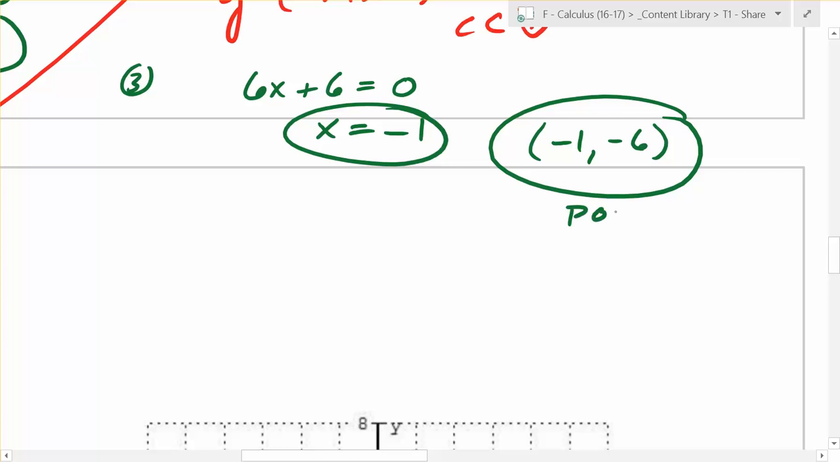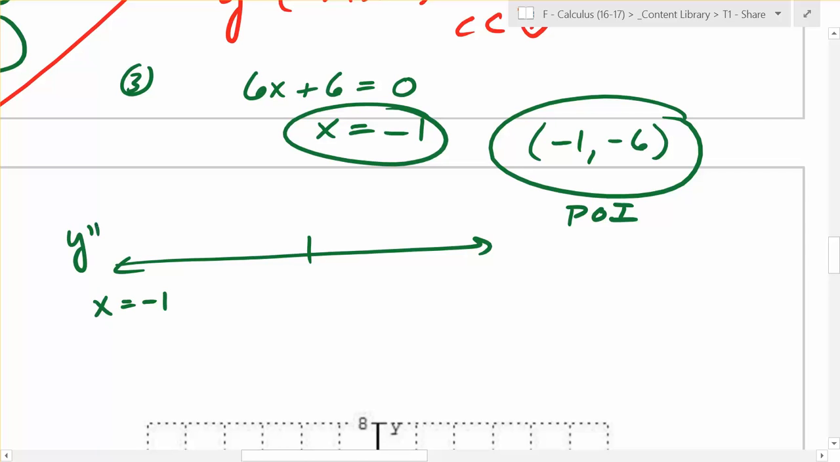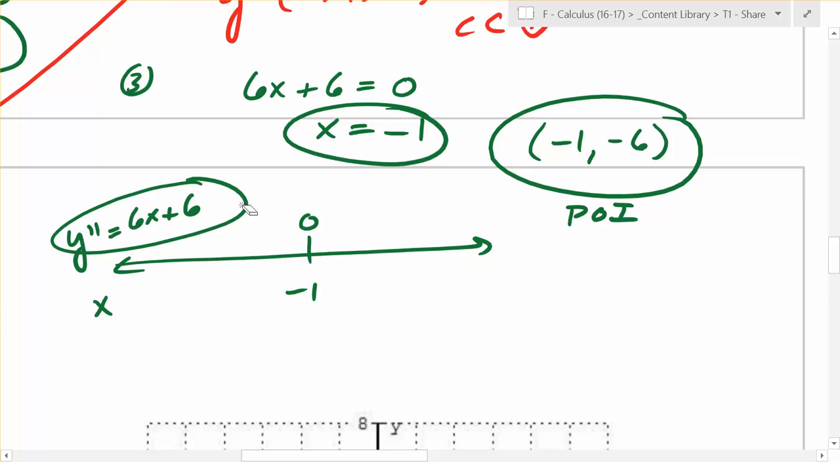Point of inflection. The way you verify that, because the point of inflection definition is changing concavity, is you make a sign diagram, and then you have the x value as what? Negative 1, and then you have your second derivative. Remember it was 6x plus 6. So when x is equal to negative 1, what was the second derivative? 0. What number is to the left of negative 1? Negative 2. Plug in negative 2 into that. Is it negative or positive? Negative.